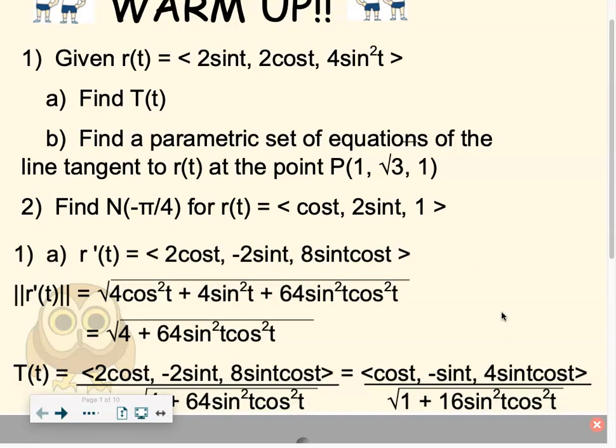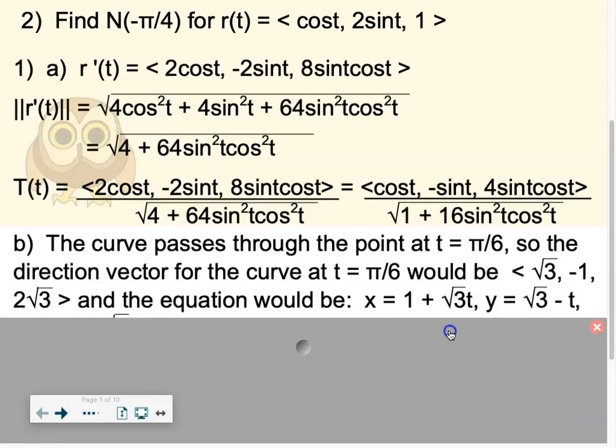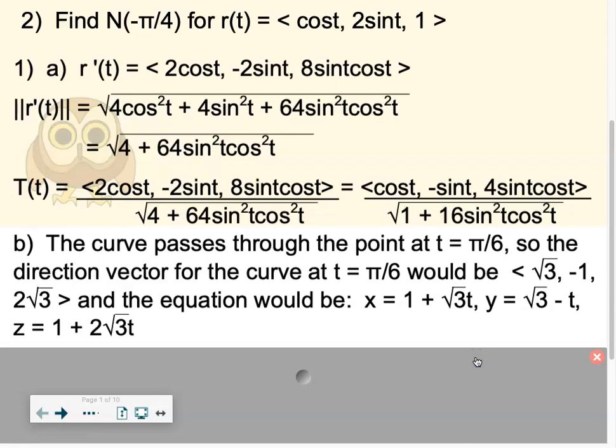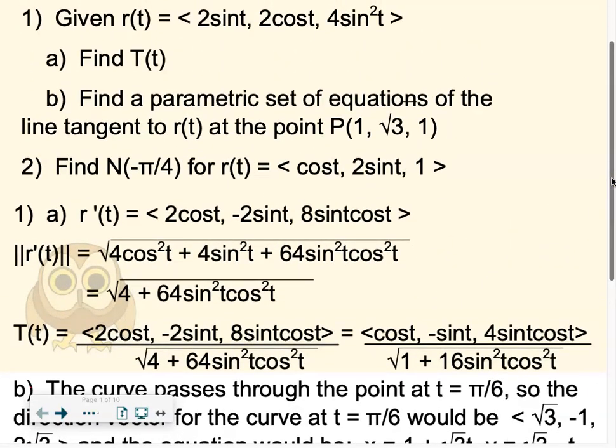Now we plug pi over 6 into r prime. On here I probably plugged it into T of t. There's me explaining the whole t equals pi over 6 thing. The curve passes through the point at that value. So the direction vector is root 3, negative 1, and 2 root 3. I just plugged it into r prime: 2 times the cosine of pi over 6, which is root 3 over 2, so you get root 3. Negative 2 times a half is negative 1, and then 8 times a half times root 3 over 2, so 8 times root 3 over 4, which is 2 root 3. So there's your direction vector.